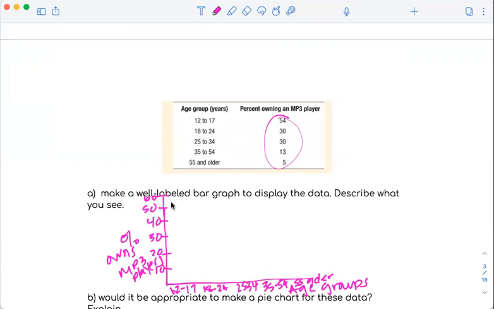So 12 to 17 is 54%. So that would be my bar graph. Hopefully yours looks a little nicer. 30 for 18 to 24. 30 for 25 through 34. That should be equal, just so you know, those should both be 30. And 35 through 54, about 13%, and 55 and older is 5%. Okay. So super simple. Here's your bar graph.